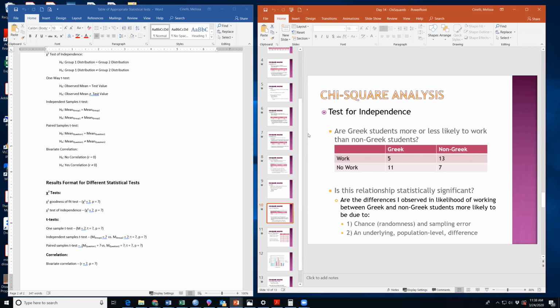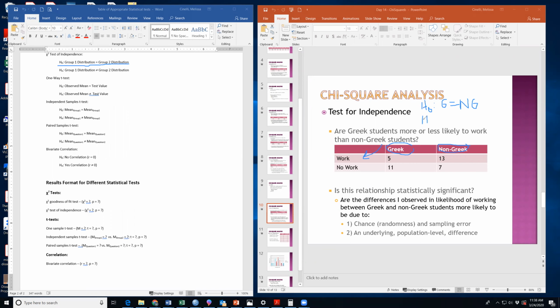All right, we ask on the survey, are you Greek? Yes or no? We ask on the survey, do you have a job? Yes or no? And so we can ask, are Greek students more or less likely to work than non-Greek students? So we have our null hypothesis: Greek students equal non-Greek students. Our null hypothesis is always group one equals group two. These two kinds of students are the same with respect to how they answered this question.